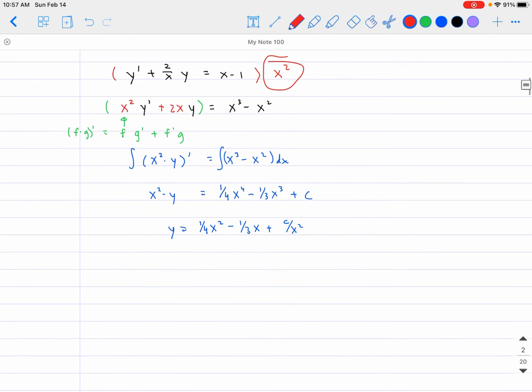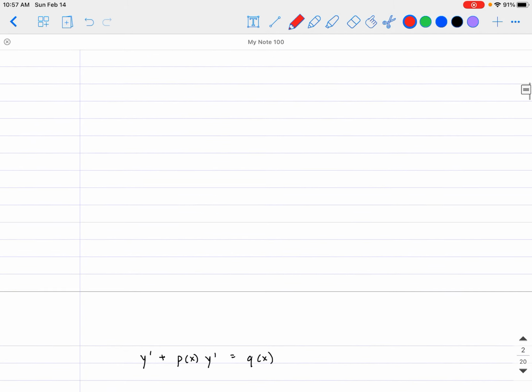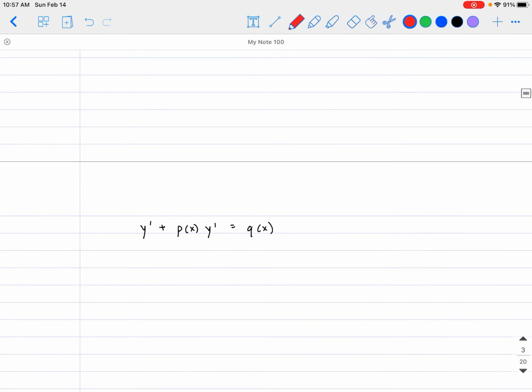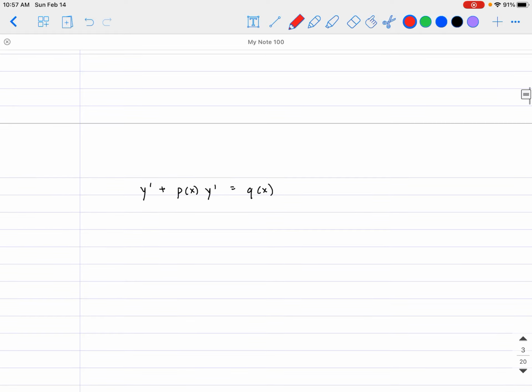So here is where we're going to derive this for a first order differential equation. We're going to derive something called the integrating factor, and that integrating factor is basically the x squared that we just came up with. The question is, how do we know what this integrating factor is, so that we can multiply it to get a nice equation that we can actually solve? So here is my first order differential equation.